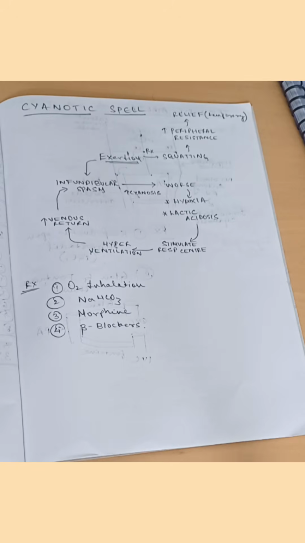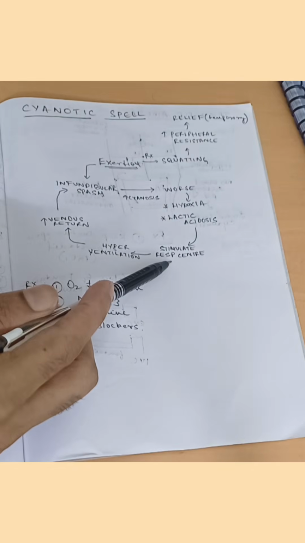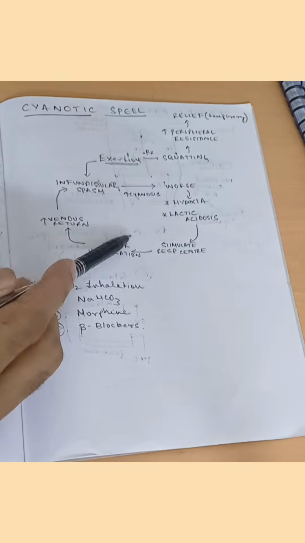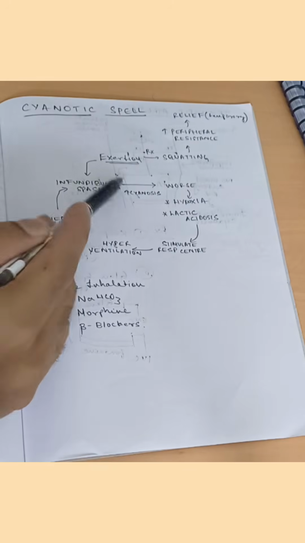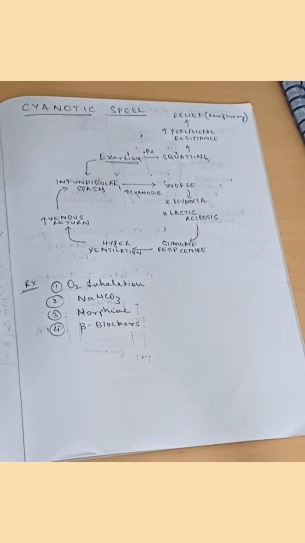And we have read that the main compensation for metabolic acidosis is going to be hyperventilation to bring about the washout of carbon dioxide, and that is going to occur by stimulating the respiratory center. And we also know that hyperventilation is going to lead to an increased venous return, and that is going to increase the pressure on the right side of the heart, and that increased pressure is going to worsen this infundibular spasm even more, and that is basically, as you can see, going to become a vicious cycle, and that is what we call a cyanotic spell.